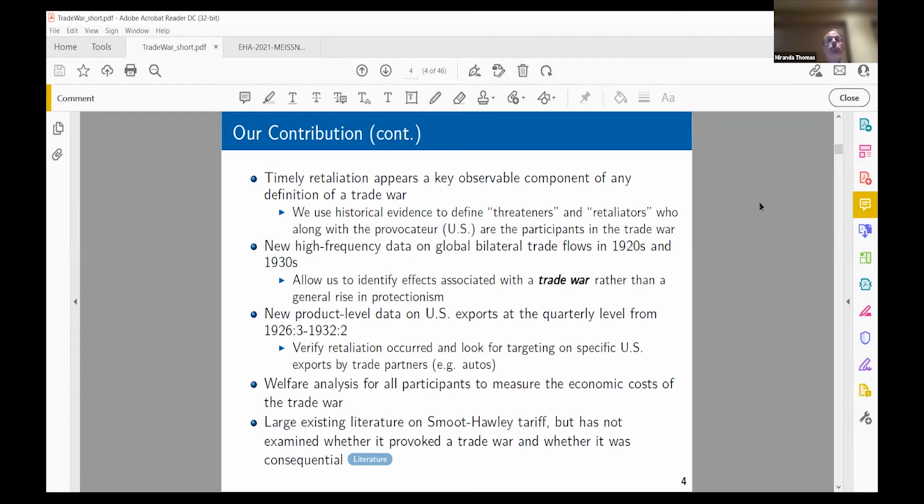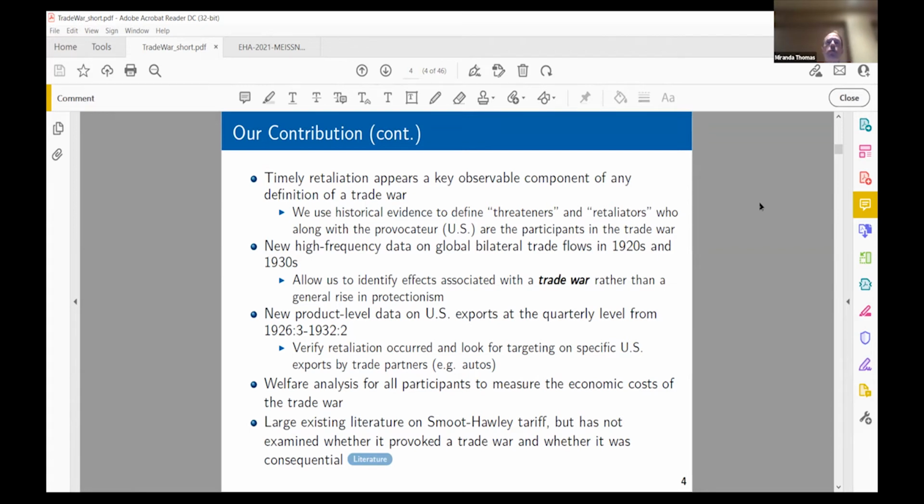And we're going to use those two different definitions and match them up with two new data sets. One is a high-frequency data set, a quarterly data set on trade flows covering the 1920s and 1930s. And because of the frequency of the data and the fact that we're going to embed this in a gravity model framework, we're going to be able to tease out the effects associated with a trade war rather than a rise in general protectionism.